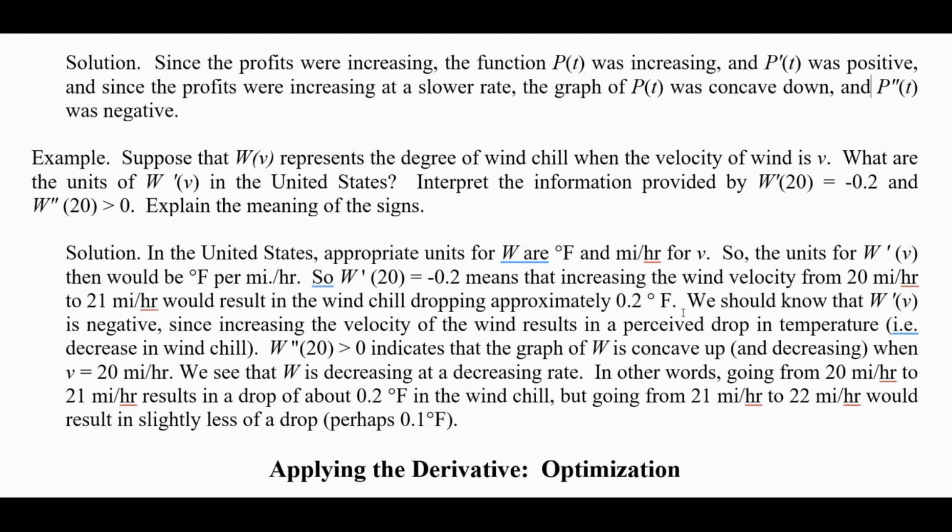W double prime of 20 greater than 0 means the graph of W is concave up, and we already knew it was decreasing. So concave up and decreasing means that it's going to drop more at first and less later on. So we see that W is decreasing at a decreasing rate. In other words, going from 20 miles an hour to 21 results in a drop of about 0.2 degrees, but going from 21 to 22 would result in a slightly smaller drop, say maybe 0.1 degrees.